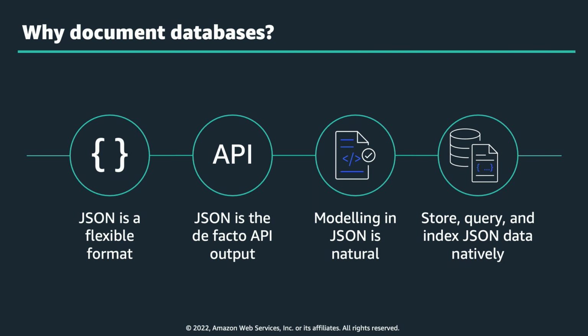But just focusing on document databases, why do you want to use a document database? So, there may be more reasons than this, but in general, 4 common reasons for using a document database is, first, JSON is a flexible format. All right, we're all familiar with JSON. It's schemaless. You can just structure the documents however you need to for your use cases. Second, it's the de facto API output.